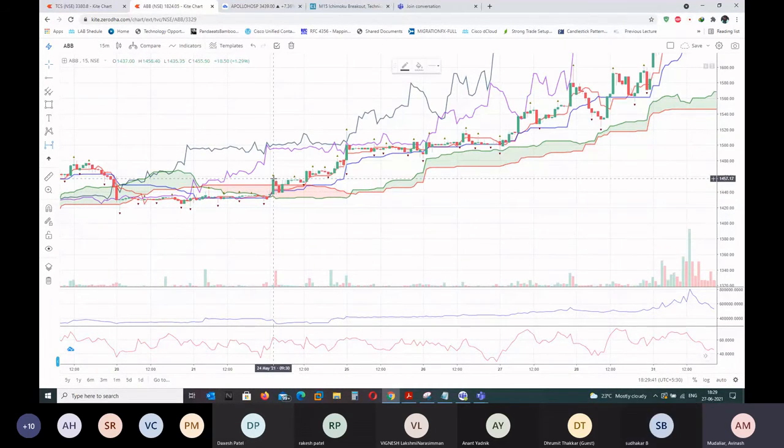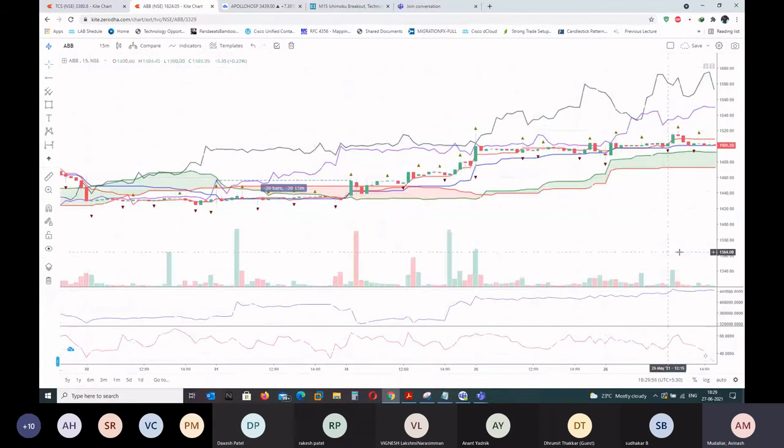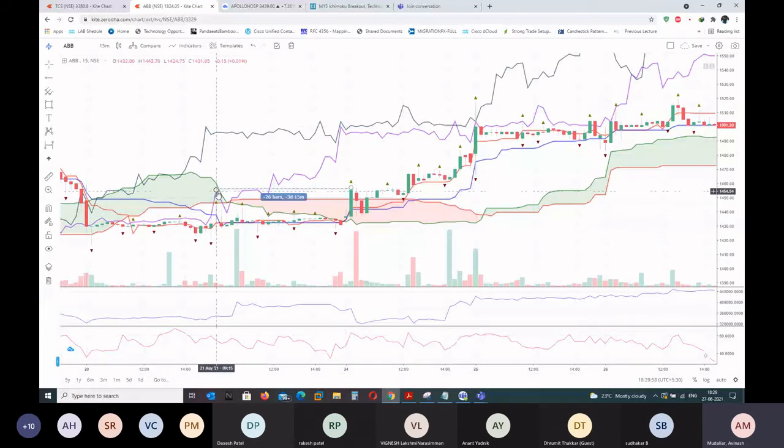Let's see, this one is a Kumo breakout. 26 periods, yes, the cloud is green. 26 period, Chikou should be above price. Yes, it is, but the only thing is, you can see it's nearby the cloud edge. You can see this, right?